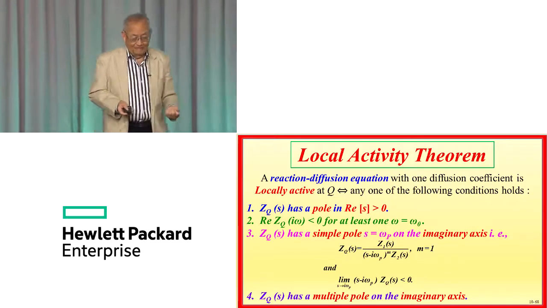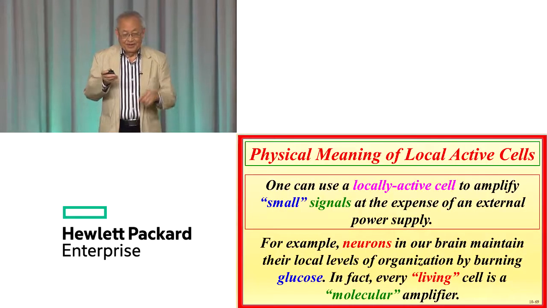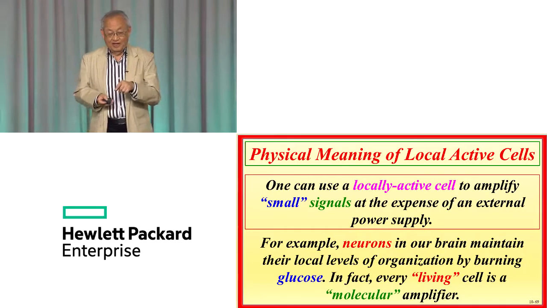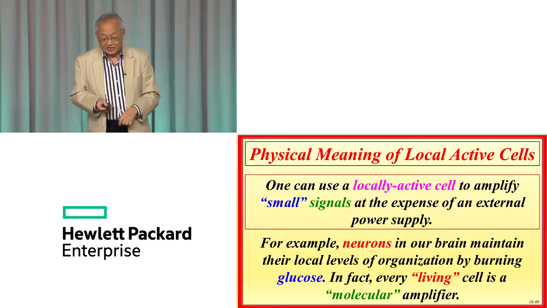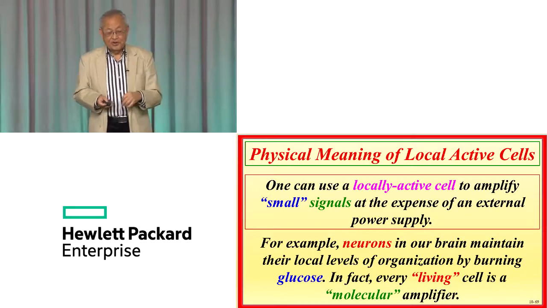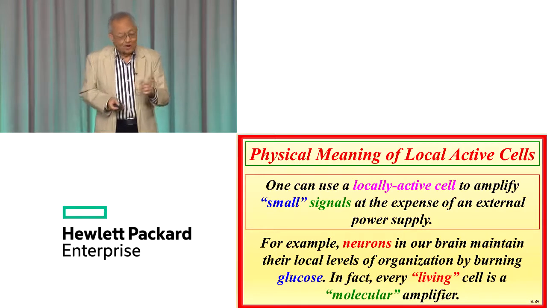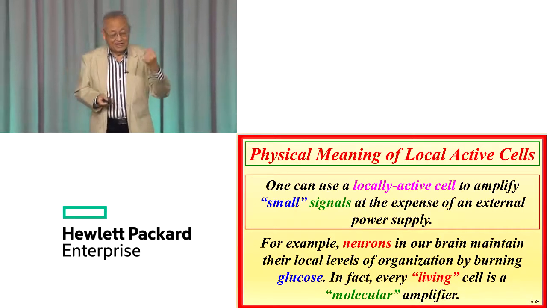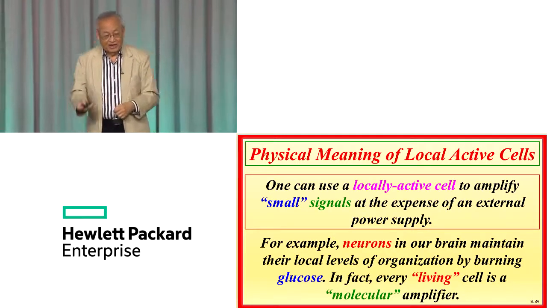Okay, and now the interpretation of local activity is that one can use a locally active cell to amplify small signals at the expense of an external power supply. So, for example, neurons in our brain maintain their local level of organization by burning glucose, because you don't get something for nothing. You have to pay for it, and that's the first law of thermodynamics. In fact, every living cell is a molecular amplifier.